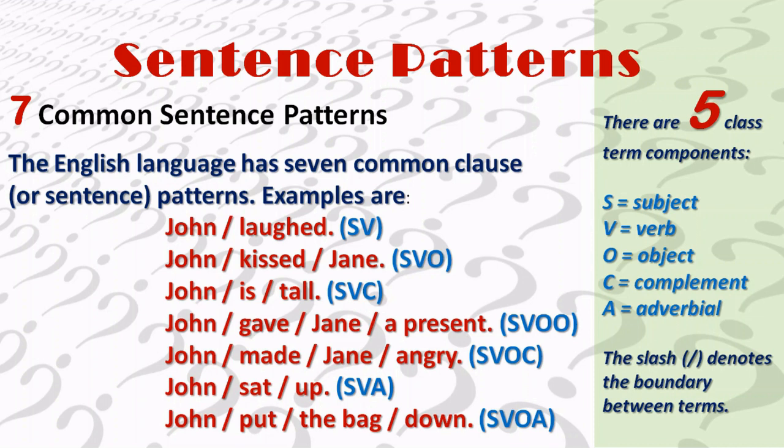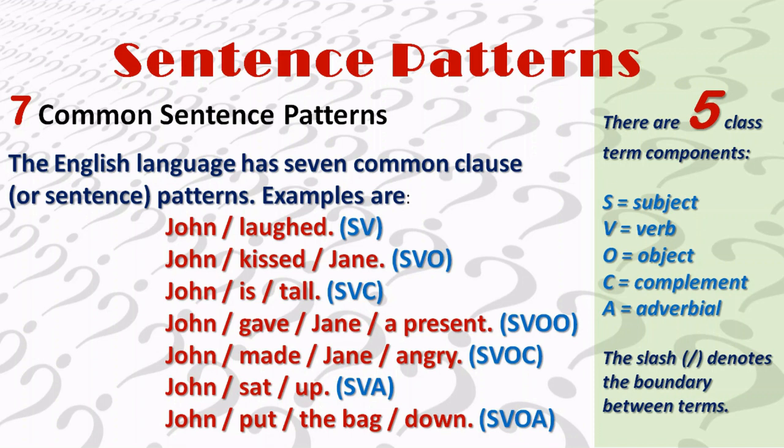The next form is subject, verb, and complement. A complement is something which talks about either the subject or the object. So John is tall. Tall is an adjective, and adjective is a kind of what we call a complement, something which adds information.